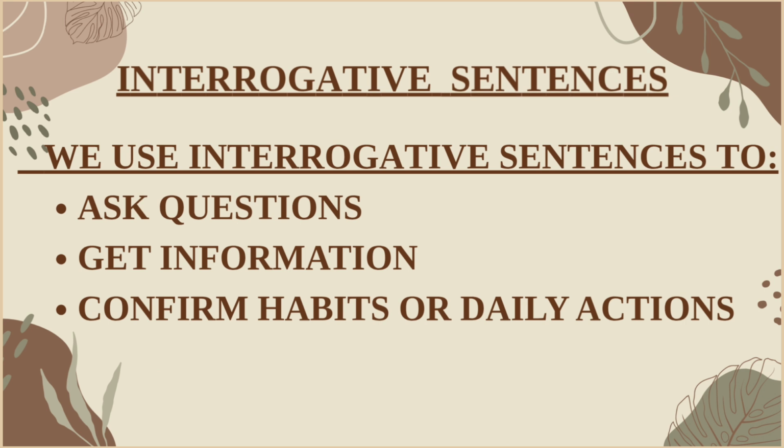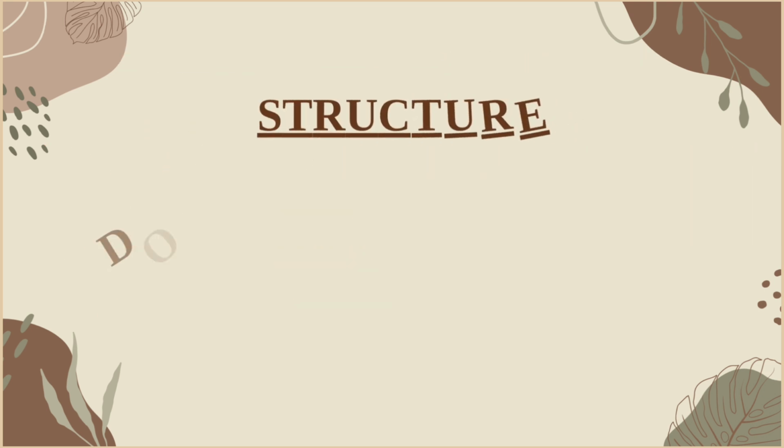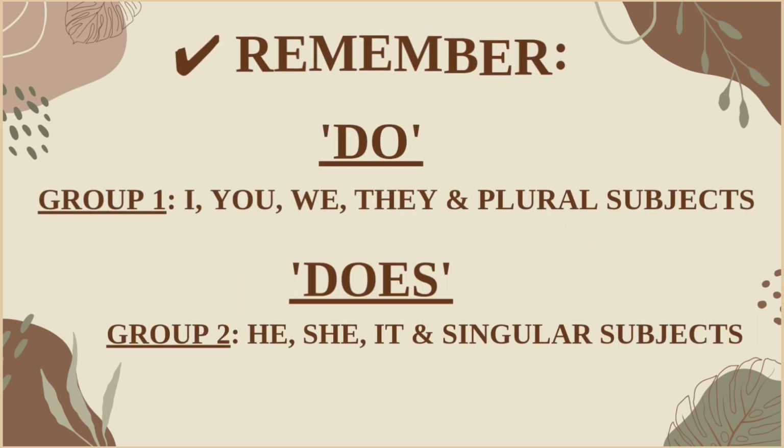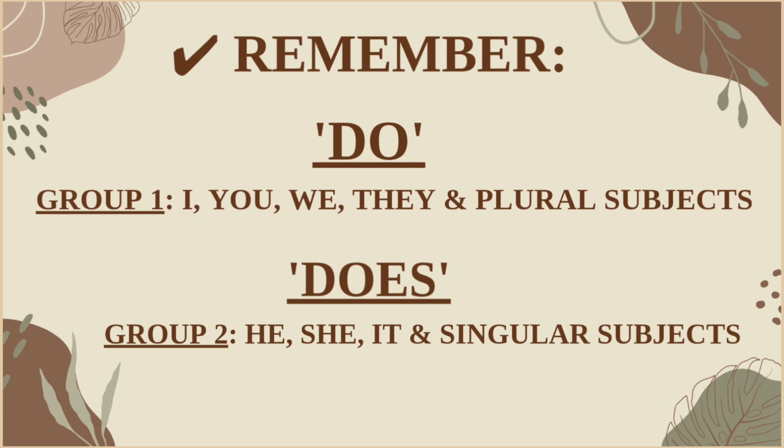Interrogative sentences. We use interrogative sentences to ask questions, get information, and confirm habits or daily actions. Structure: do or does plus subject plus verb's first form and question mark. Remember, we use do with group number 1: I, you, we, they and plural subjects. We use does with group number 2, that is he, she, it and singular subjects.